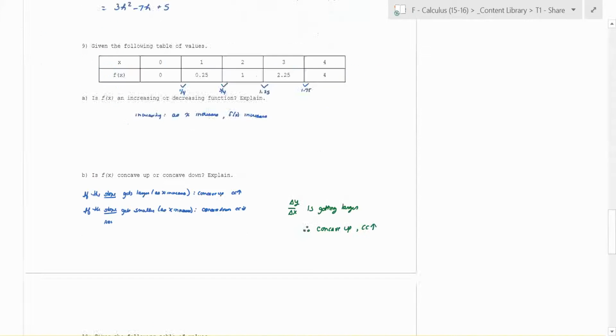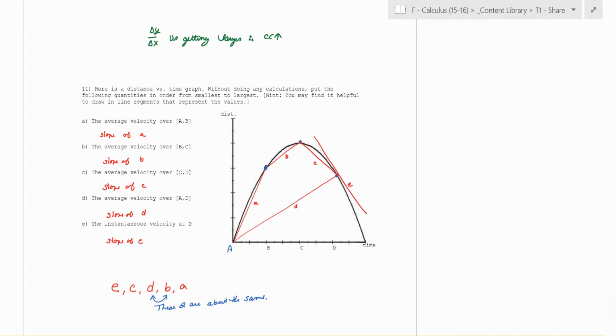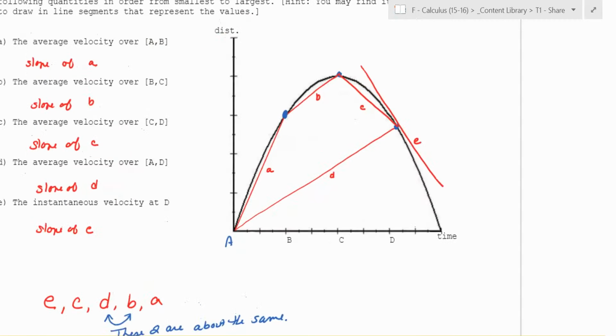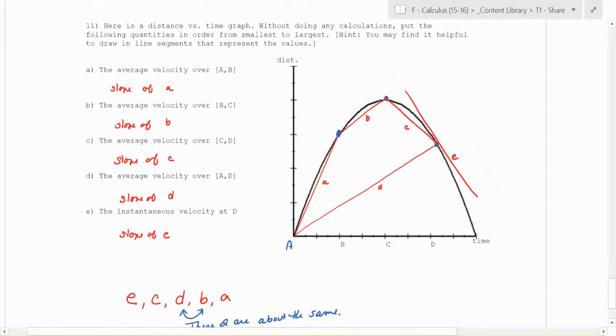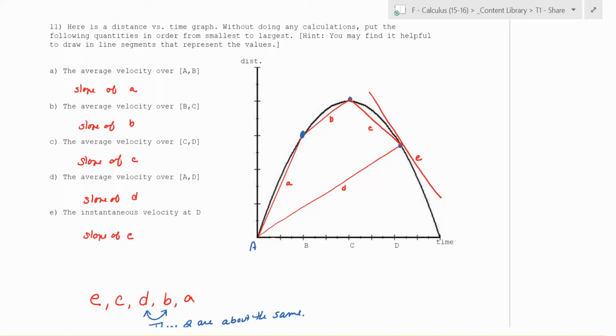On number 11, let's go down here. It asks you to put these in order of least to greatest, right? Least to greatest. And it gives you a hint. What's the hint that it says you should do? Kids, can you just... What's the hint? Draw the lines. So you're putting the slopes in order.